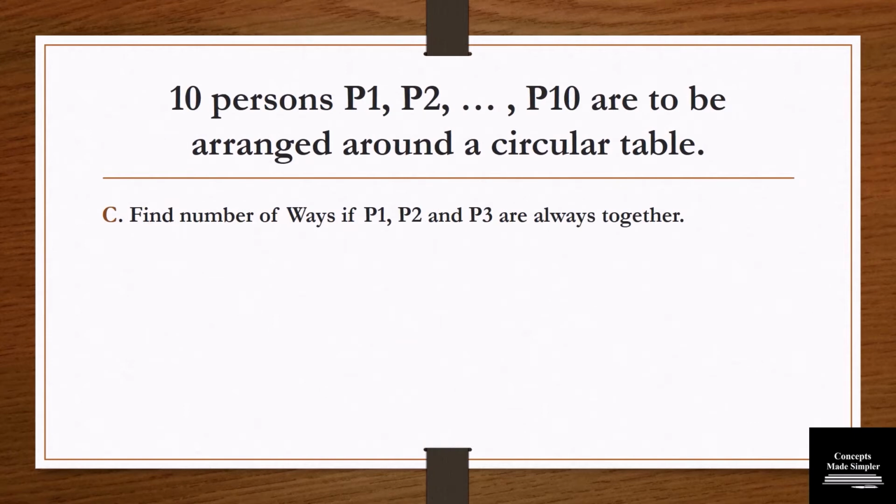Moving forward, the next question is, 10 persons P1, P2 up to P10 are to be arranged around a circular table. Find the number of ways if P1, P2 and P3 are always together. Now whenever we hear the term always together or always separate, always try to connect it with the string method or gap method. So in this case, since P1, P2, P3 are always together, we will go with the string method.